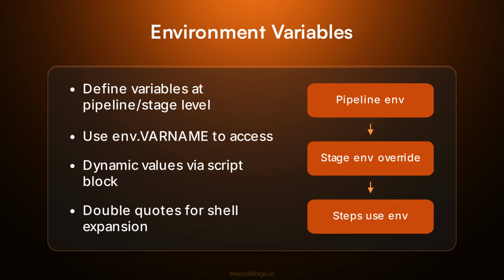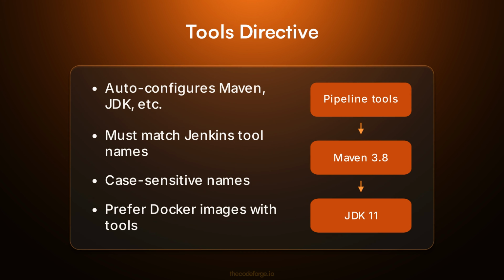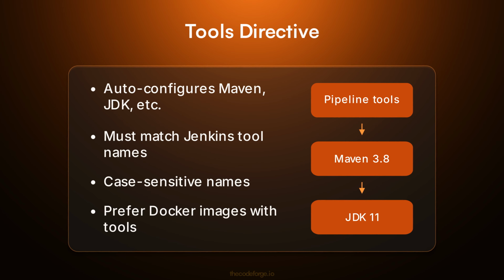Environment variables manage configuration. Set them at the appropriate scope. Use script blocks for dynamic assignment and ensure shell steps use double quotes for variable expansion. The tools directive sets up tools like Maven and JDK. Tool names are case-sensitive and must match exactly. In production, use Docker agents with pre-installed tools to avoid inconsistencies.